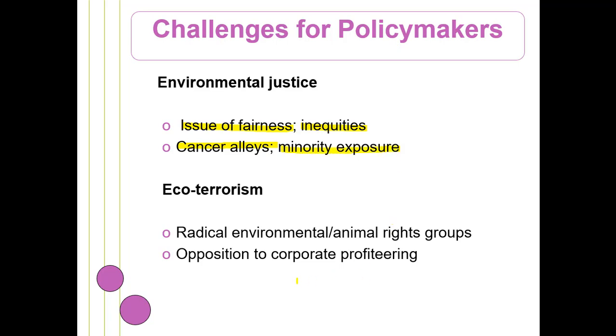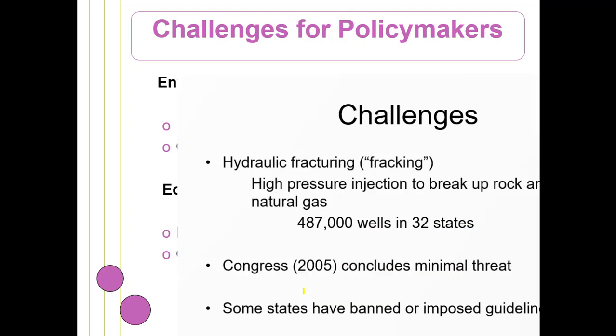of minorities. We also see that ecoterrorism is another up-and-coming challenge, that radical groups, whether they're environmental or animal rights groups, could do something environmentally related, like releasing toxic chemicals or dismantling a grid that takes care of waste disposal, pollution. These could be driven by several things, not just to improve the environment, but opposition to corporate profiteering by not focusing on environmental problems.